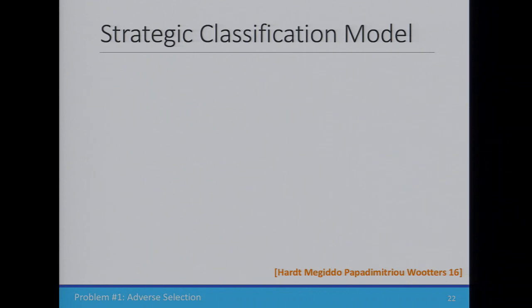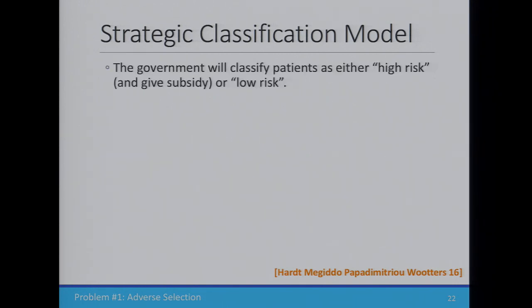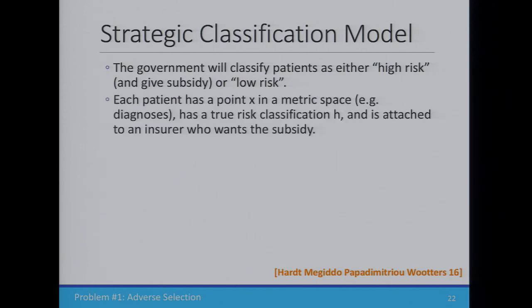Okay, so I want to talk about a paper that deals with this problem. It's called Strategic Classification, by Hardt, Megiddo, Papadimitriou, and Wootters. This paper is not actually in the healthcare setting at all, but I'm going to put it in the healthcare setting because it's very related. So let's assume in this setting that the government wants to classify patients either as high risk or low risk. If they're low risk, they don't get any subsidy. If they're high risk, then they come with a subsidy.